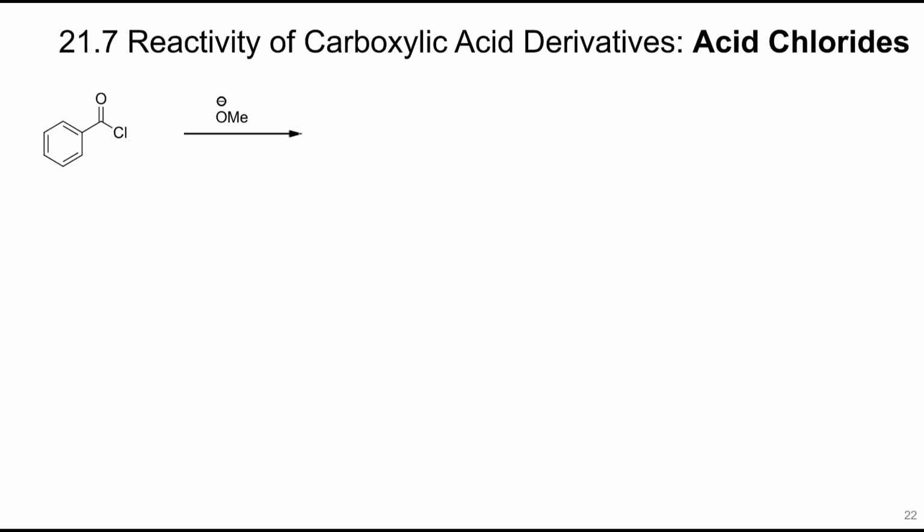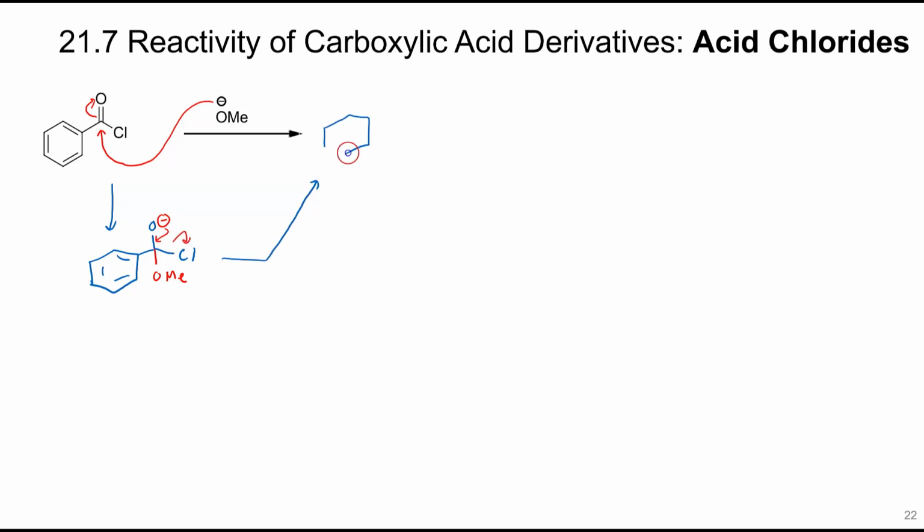When we're drawing the mechanism for this, you want to make sure that you show all of the steps and not just draw it as an SN2 mechanism. So this is our nucleophile, this is our electrophile. This attacks here, the electrons go up. We have the OMe that attacked, and then we have a minus charge here. These electrons can then come back down and kick off the chlorine. And now you form the ester. So this is the tetrahedral intermediate.